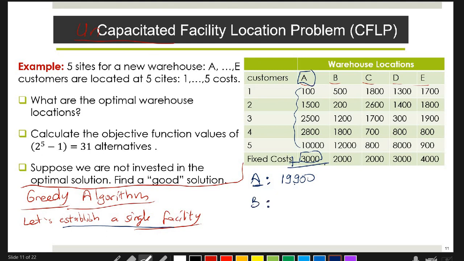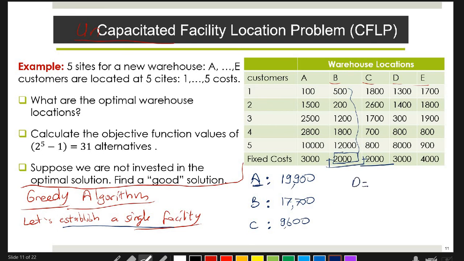What about B? Let's see. If I establish B, I am assuming that I am establishing only B, not A. Okay. Now, if you establish B, the fixed cost is 2,000 plus the cost of satisfying the demand of all these customers. So I need to take the sum of all these values. And if you do so, it will be 17,700. Okay, this is the total cost for establishing a facility in B. Continue in the same way. Only in C, if I do this, only in C, the total cost will be the summation of this, which is $9,600. If you establish only to D, then the total cost will be 14,800. And if you establish only to E, it will be 11,100.